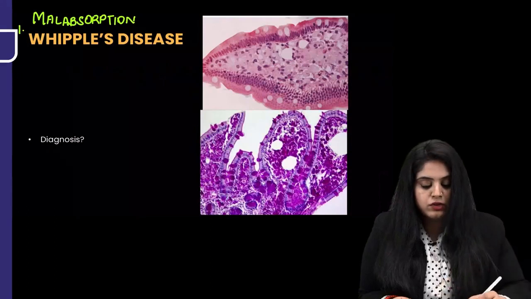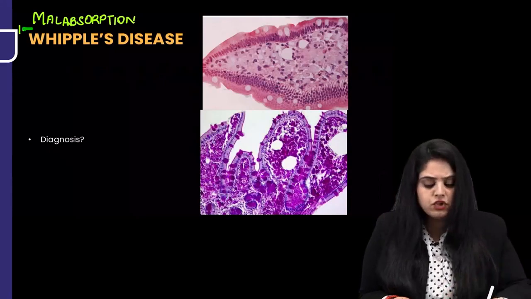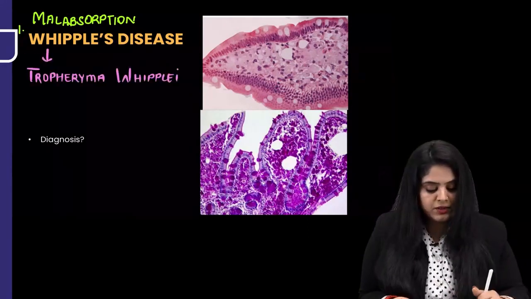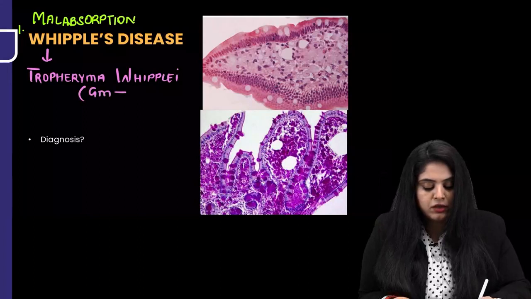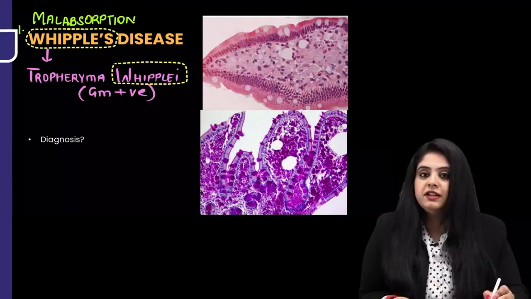The first one is going to be an infective condition called Whipple's disease. Why did I say infective condition? Whipple's is going to be associated with a gram-positive organism, that is Tropheryma whipplei. So a gram-positive organism, the name only tells me. Whipplei means it is going to be associated with Whipple's disease, right?